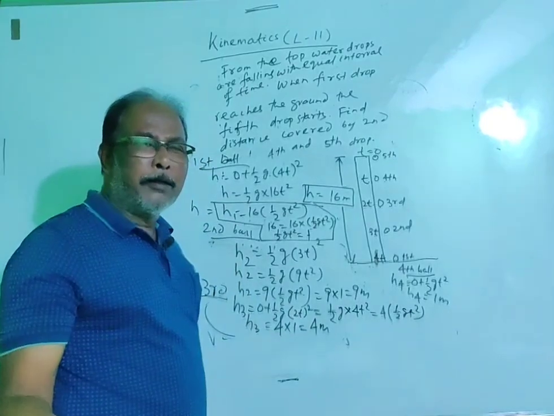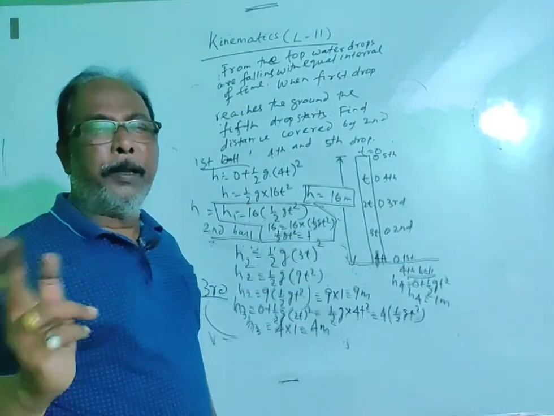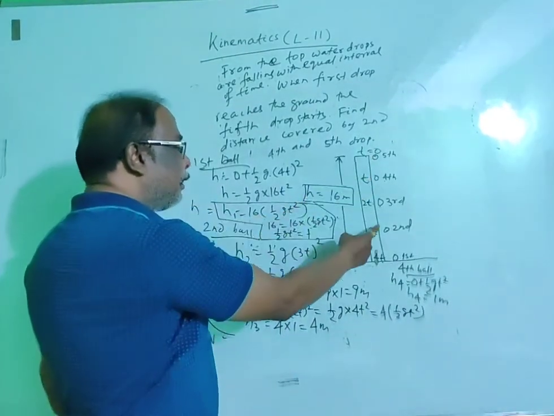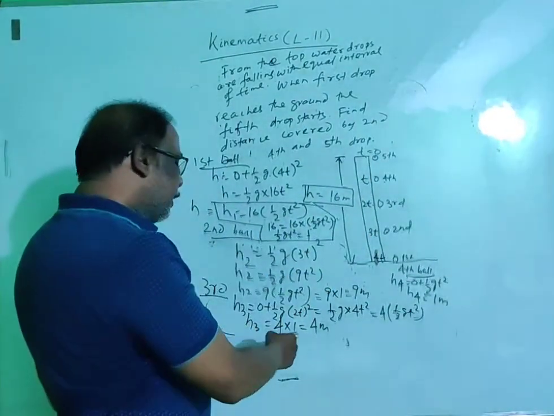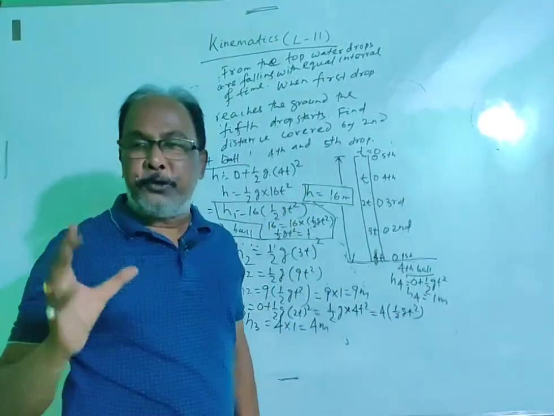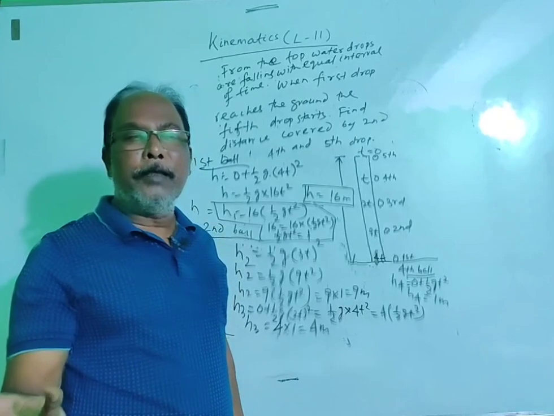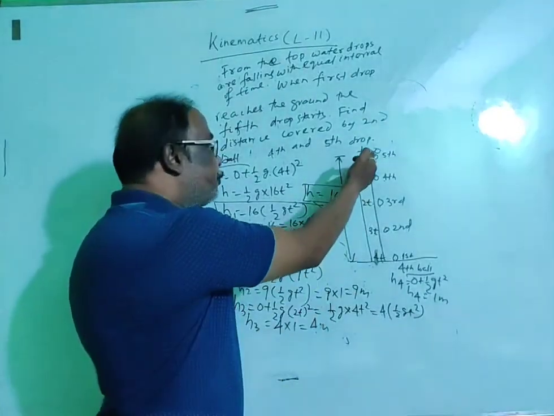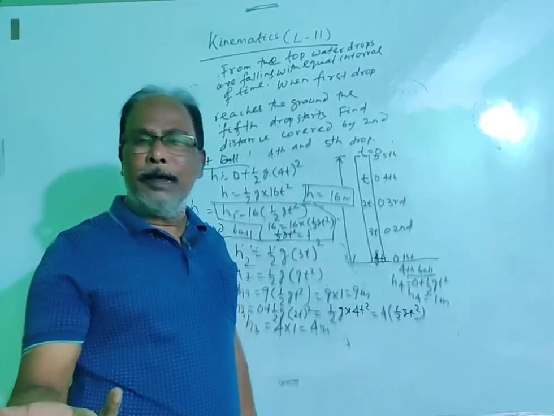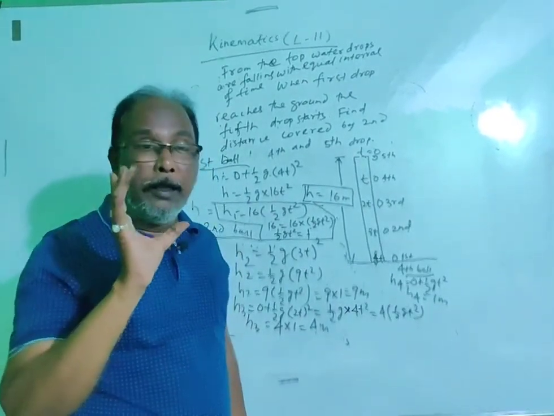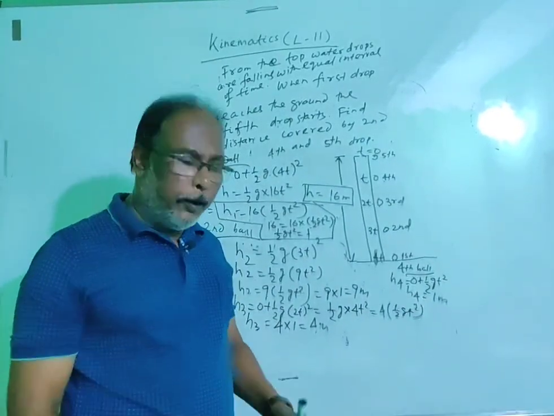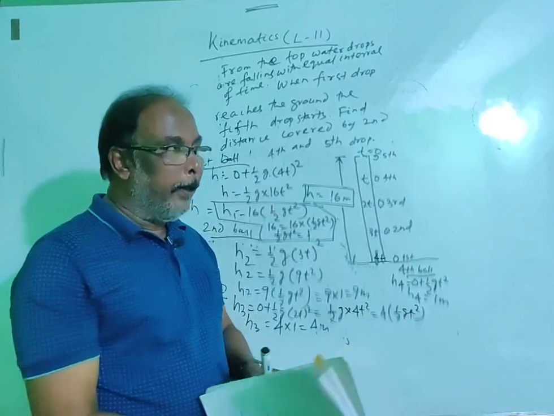Then it may be asked, what is the distance between the fifth ball and the third ball? This is the fifth ball and this is the third ball. Distance travelled by the third ball is 4. Distance travelled by the fifth ball is 0. Then the difference in distance is 4 minus 0 is 4. It may be asked, what is the separation between the second ball and the fourth ball? Accordingly, we can calculate. Okay.